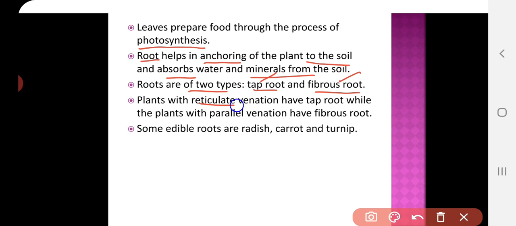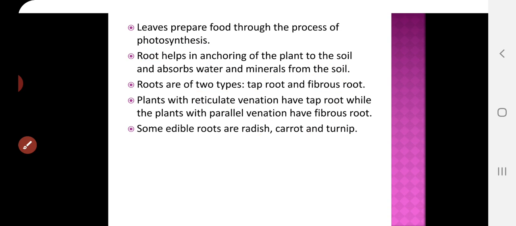Plants with reticulate venation have the taproot. So by observing the venation of a leaf, we can identify what type of root the plant has. If a plant has reticulate venation, the root must be a taproot. While plants with parallel venation have the fibrous root. Some edible roots are radish, carrot and turnip, the root portions which we can consume.